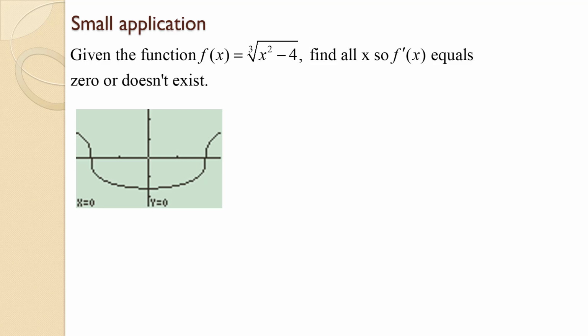Those two places occur at 2 and negative 2. At those places, the tangent lines would actually be vertical, so there's no slope there, which means the derivative shouldn't exist. To verify that, here's the function.